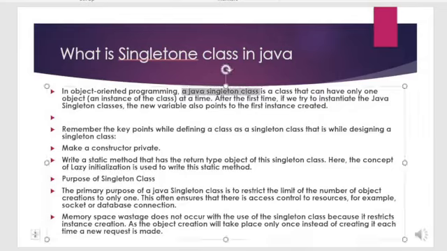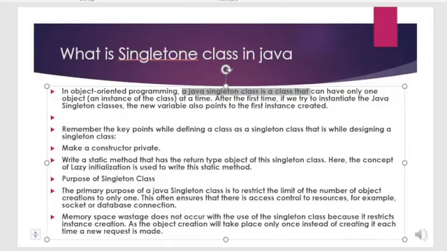A Java singleton class is a class that can have only one object. You can create only one object of the class. That's why it's called a singleton class. After the first time, if we try to create an instance of that class, the new variable also points to the first instance created.